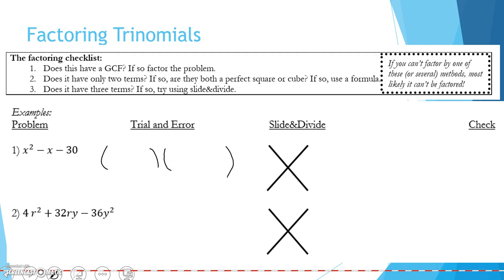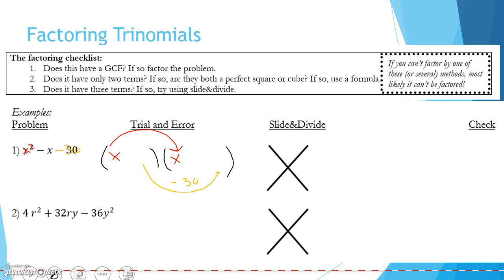So I create my two parentheses, and I figure out what's going to multiply to get me that x squared at the beginning. That x squared comes from when I multiply those two positions together. So what multiplies to x squared is x and x. Then I've got to figure out what's going to multiply to negative 30. And how you get negative 30 is those two positions multiplied together.